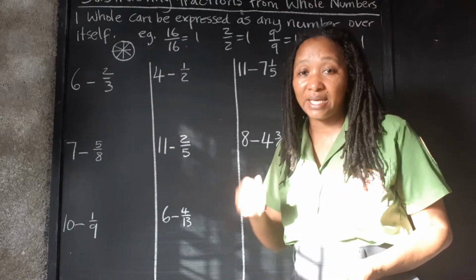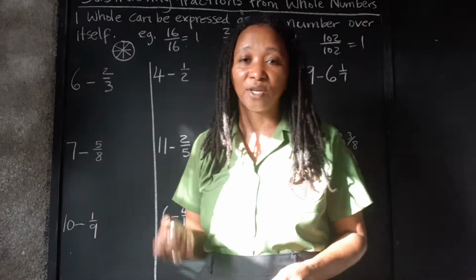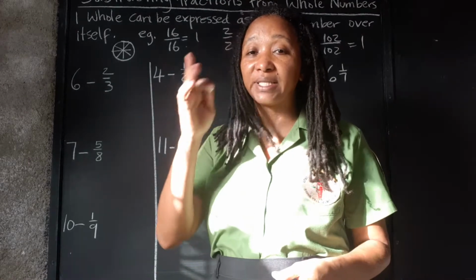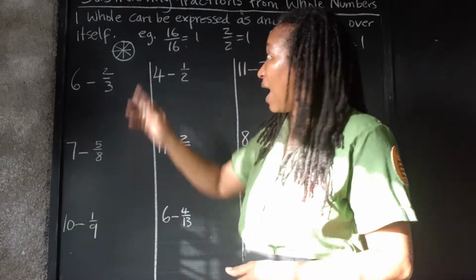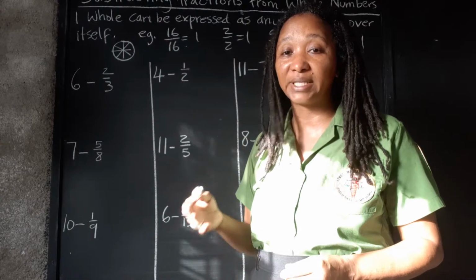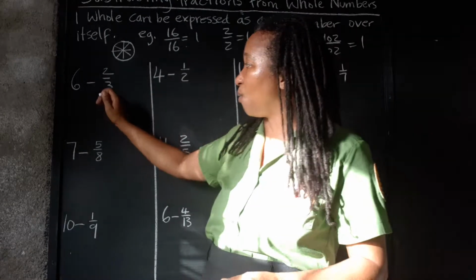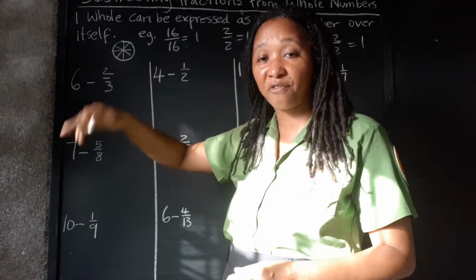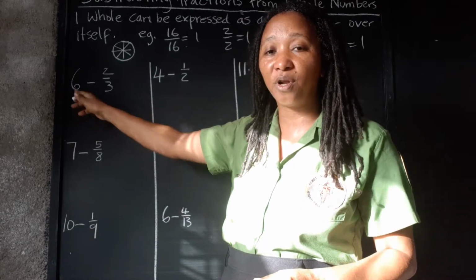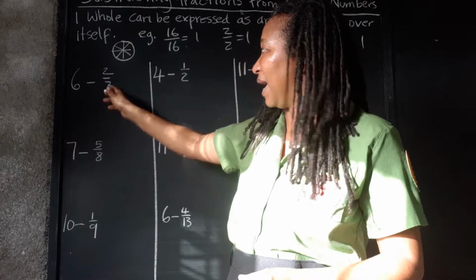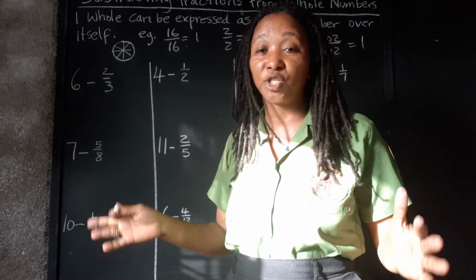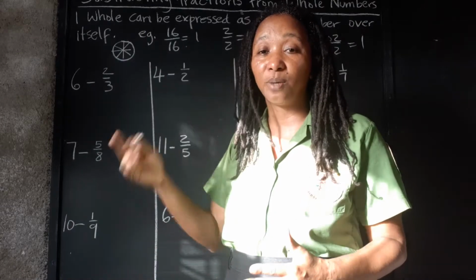Now the idea is we're going to rewrite the whole number as a fraction. How are we going to do that? We're going to take one whole from it. And bearing in mind that one whole can be expressed as any number over itself, we're going to focus on what the denominator was in the other fraction that we're subtracting. We're going to take one whole from the whole number and express that one whole as this denominator over itself. And then we can go ahead and subtract whole numbers and subtract the numerators.